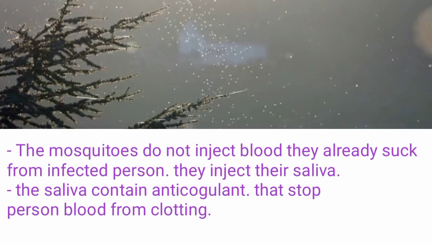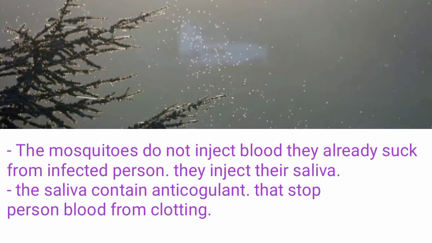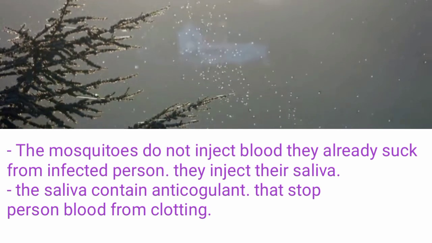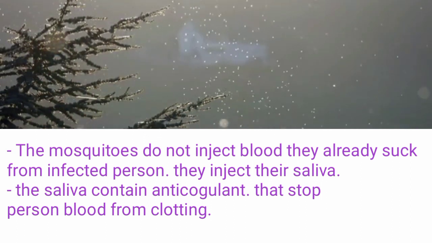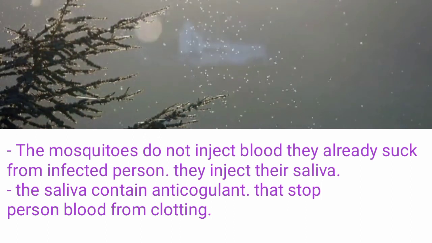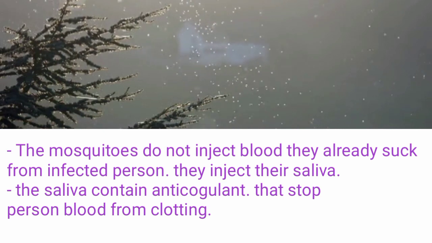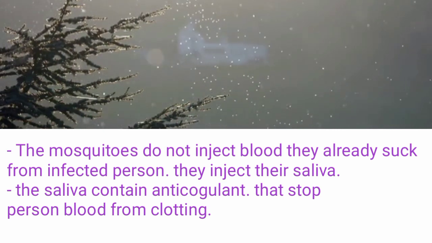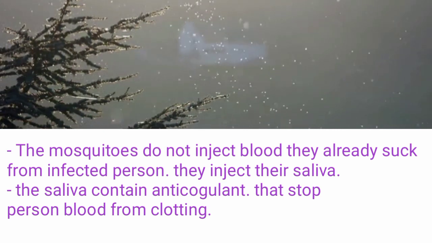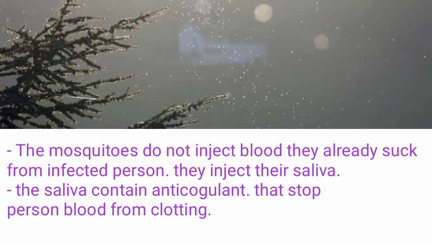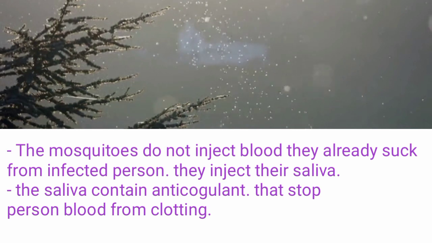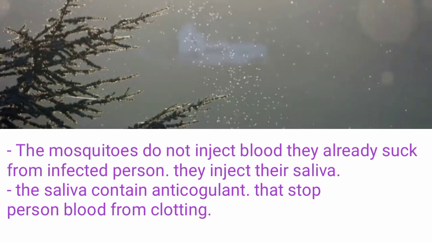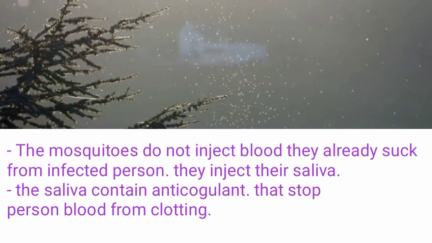Now, when this mosquito goes to bite another person, it does not inject the blood it already sucked from an infected person. It injects its saliva, because the saliva contains an anticoagulant called anaphylin. This stops the person's blood from clotting. This means only saliva, not blood, goes into the person's body when a mosquito bites. HIV cannot be transmitted through saliva, so it can't be transmitted through a mosquito bite.